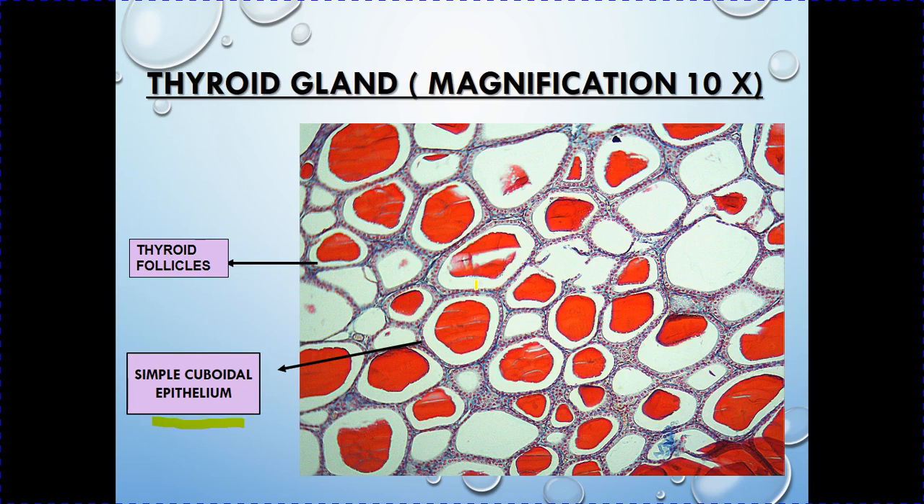This is the same image, the same slide, which has been set at a magnification of 10. So the thyroid follicles are lined by simple cuboidal epithelium and their central cavity is filled with colloid, which is a glue-like material containing the hormones.